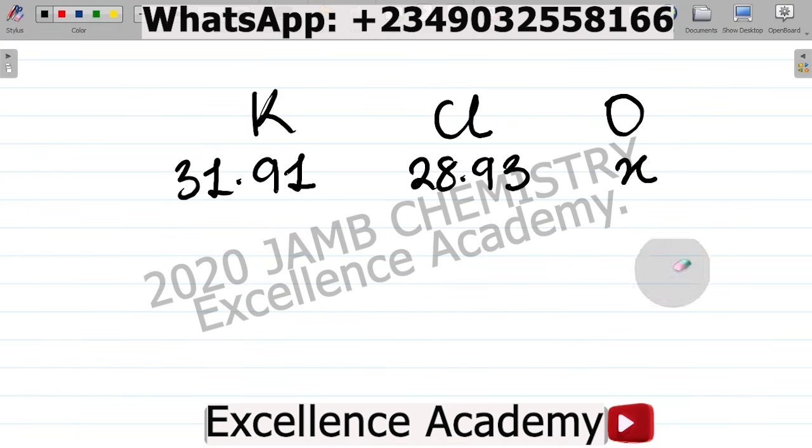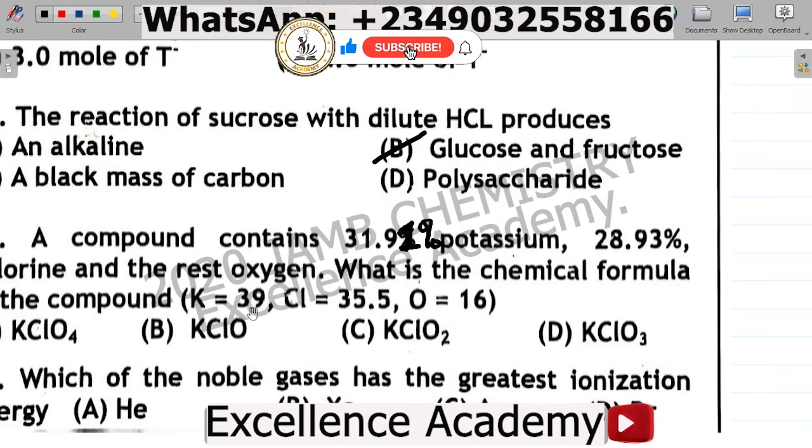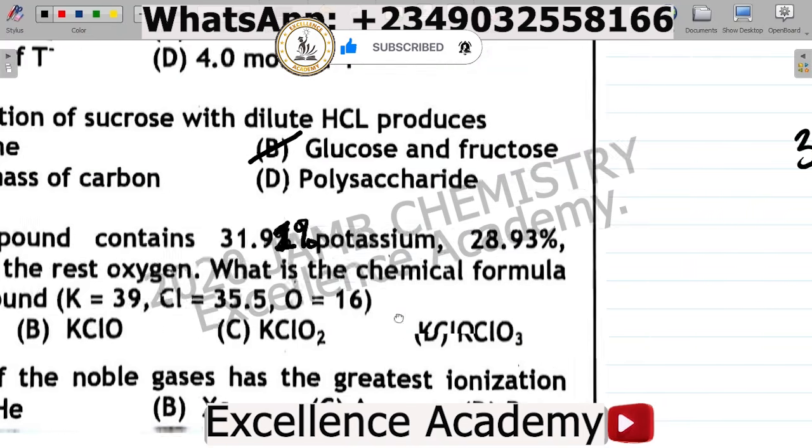So from what we've calculated so far, the value of x here is 39.16. All right, so what we have here is my first value. We've now gotten the percentage composition of oxygen. Our next step here would be to divide each of them by the atomic mass. They gave you for potassium 39, so divide potassium by 39. For chlorine, divide by 35.5. For oxygen, divide by 16.